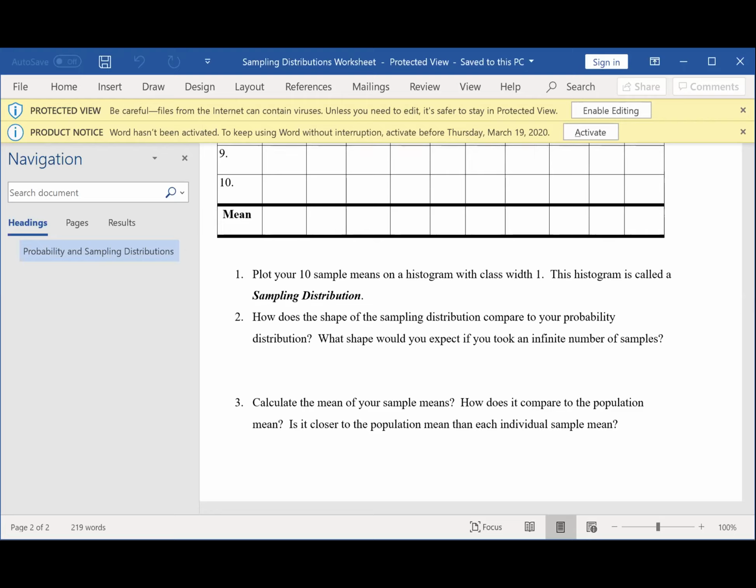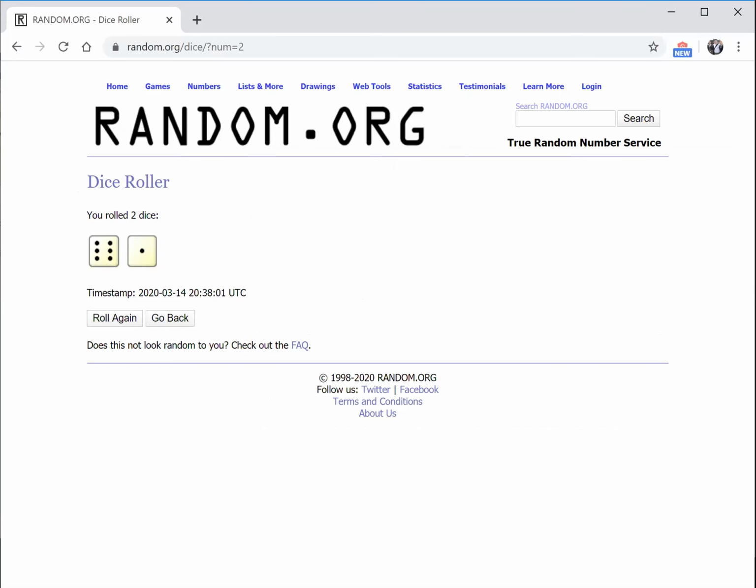So last but not least, the website that you'll be using in order to use your dice rolls is random.org/dice. And you'll use that to help simulate the dice rolls. Or if you want to use dice rolls of your own with dice at home, that's fine too.